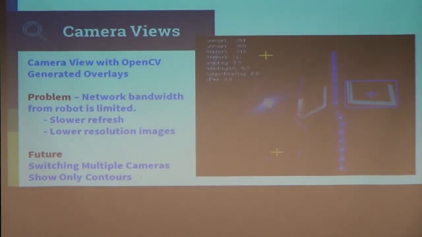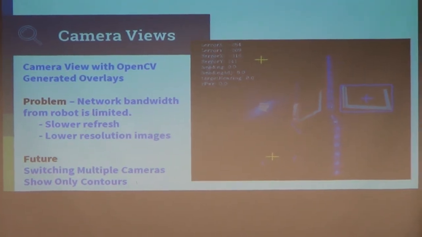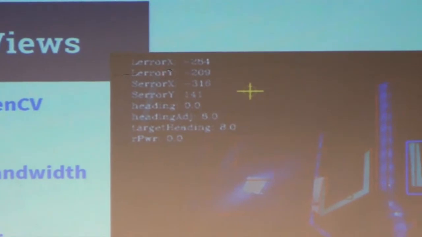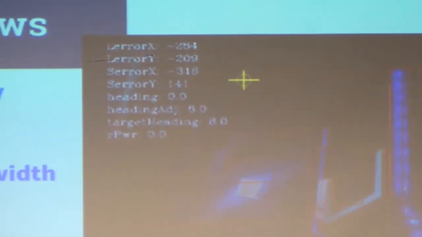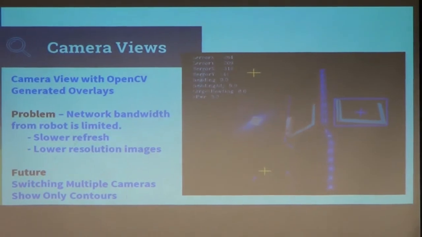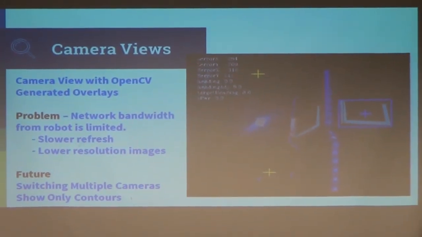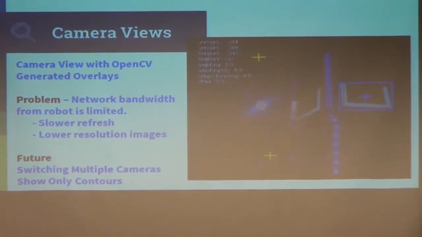The camera view. Java has a nice component where you can view the camera. But we're running OpenCV as part of the dashboard, so we're just taking the output of OpenCV and presenting it on the screen. That's where we're doing our targeting, and then we can overlay and draw graphics on top of the camera image.